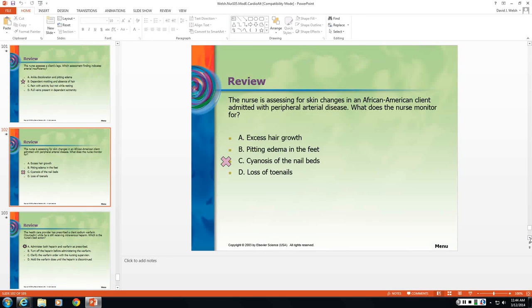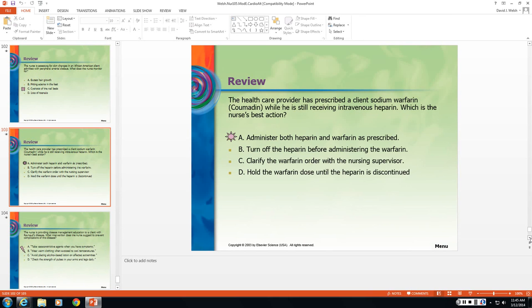Okay, the nurse is assessing for skin changes in an African American client admitted with peripheral arterial disease. What does the nurse monitor for? Okay, it's going to be excessive hair growth, pitting edema in the feet, a loss of toenails, or cyanosis of the nail beds. Okay, African American descent, you're going to look for cyanosis in the nail beds.